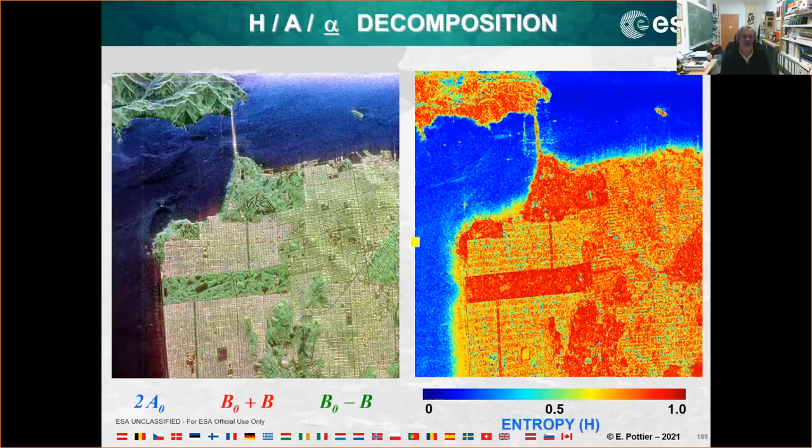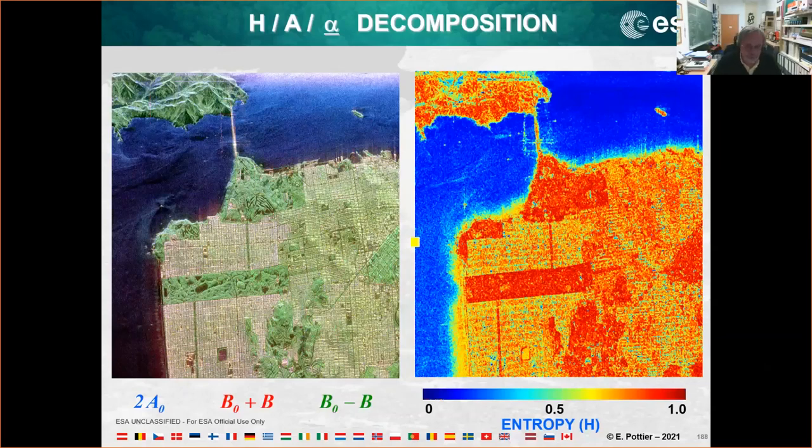Okay. And this is the result, the image of entropy. You can see that on the sea surface, you have entropy very low, close to zero. So it means that I have only one single scattering mechanism. On the contrary, on the park, I shall have entropy very high, close to one. So it means that inside each pixel, I shall have several scattering mechanisms.